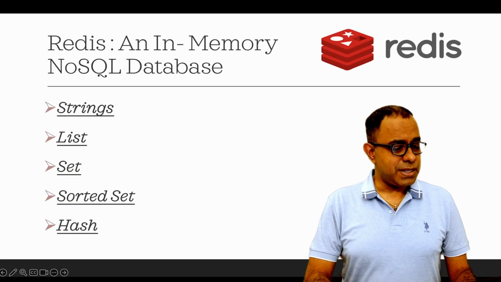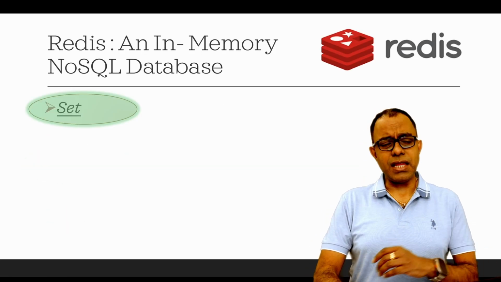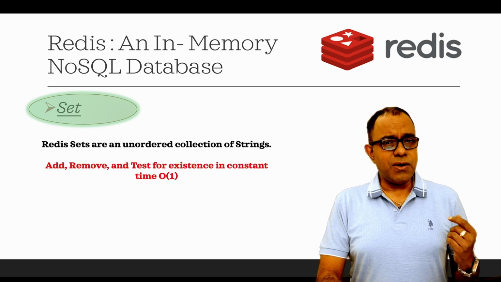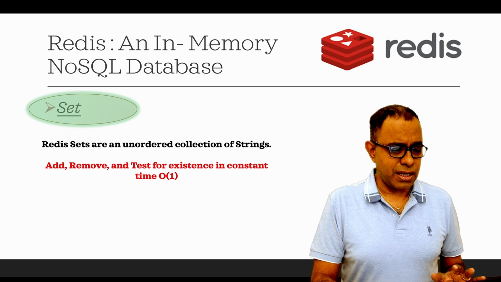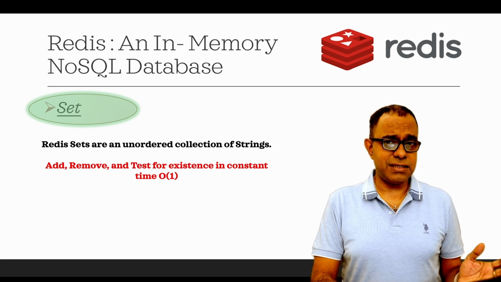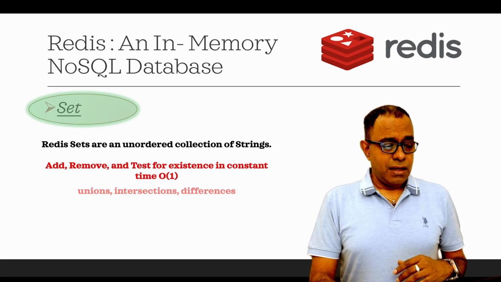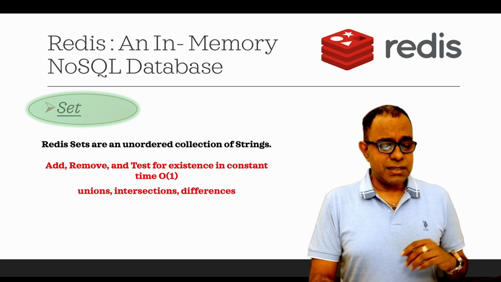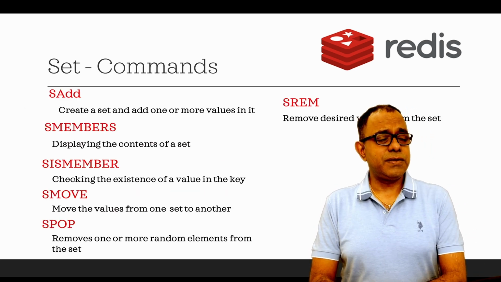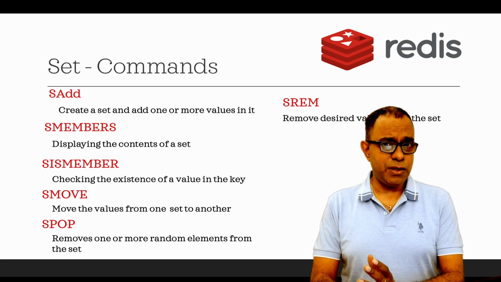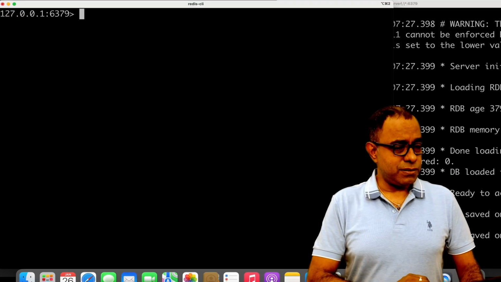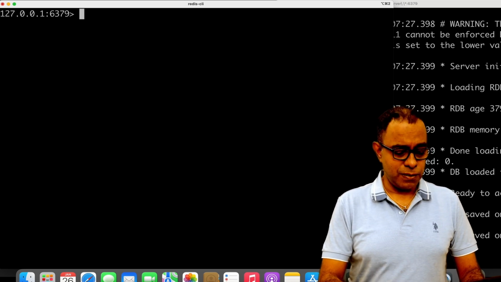The next data type is set. Set is something similar to a mathematical set. It's an unordered collection. It's not ordered. You can add data, remove data, and test for existence in constant time. And just like mathematical sets, you can do union, intersection, and differences. These are some of the set commands that we are going to make use of and see how it works. So let's go back to my Redis console.